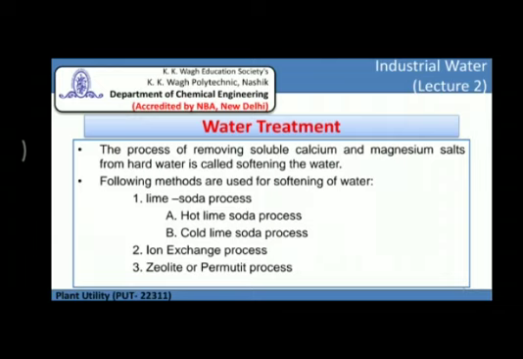For the softening of water, different processes are used. They are the lime soda process, which can be a cold lime soda process or the hot lime soda process. The ion exchange process is also used for water softening, and the zeolite or permutit process is also used for water softening. Today we are going to discuss the lime soda process.